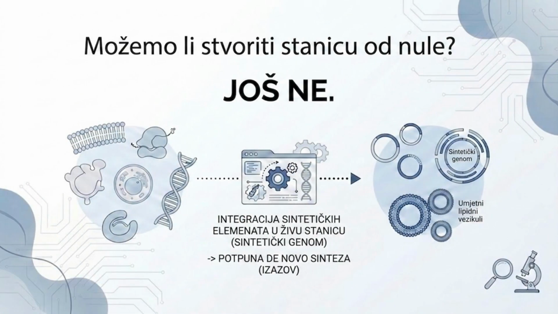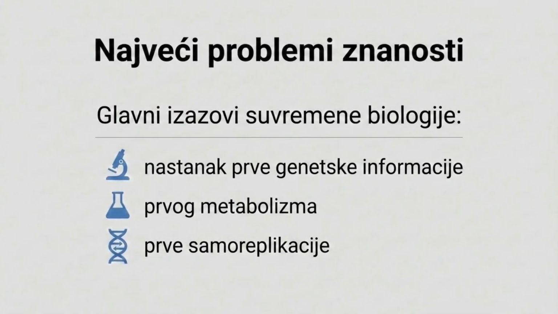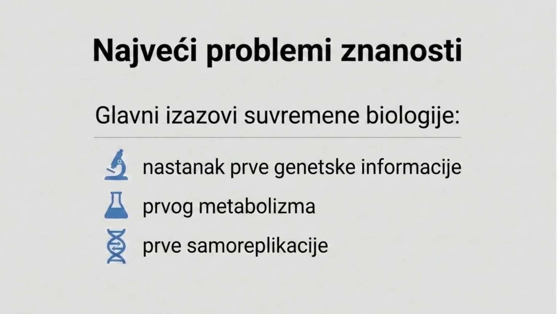Can we create a cell completely from scratch? Not yet. While we can integrate synthetic elements into living cells, de novo synthesis of a fully functioning life form remains a major scientific hurdle. Modern biology still faces profound challenges: explaining the origin of the first genetic information, the emergence of the first metabolism, and the start of self-replication.